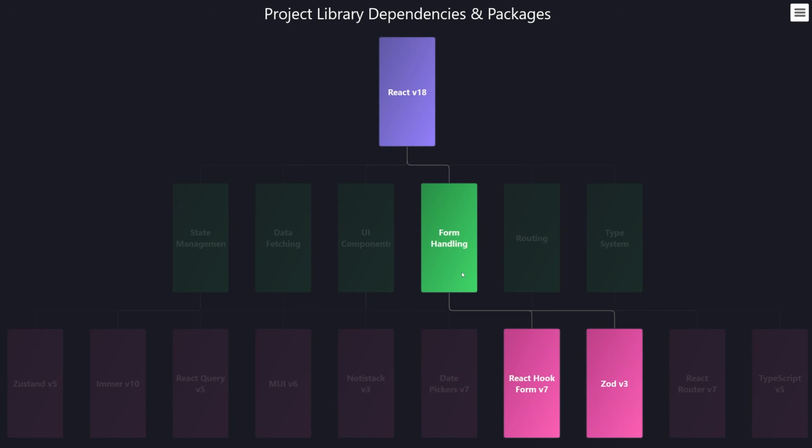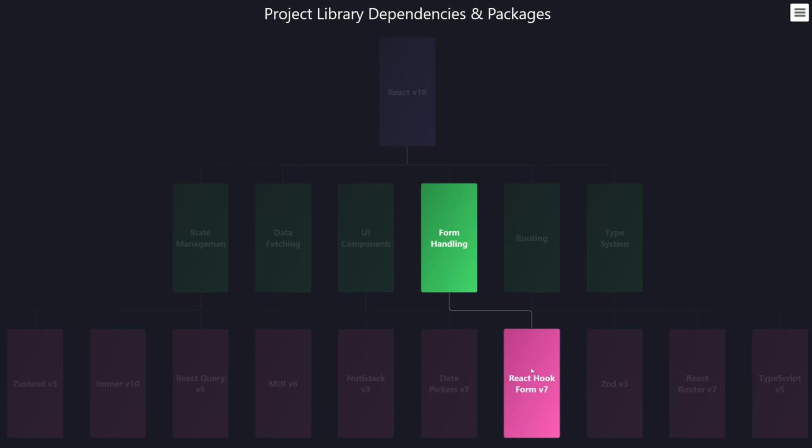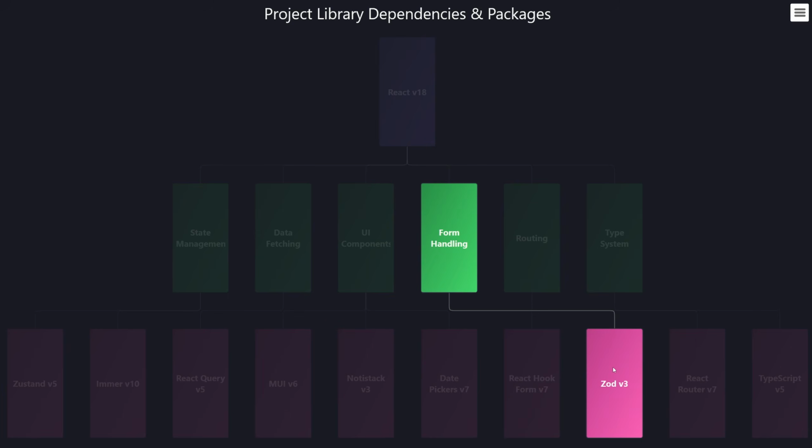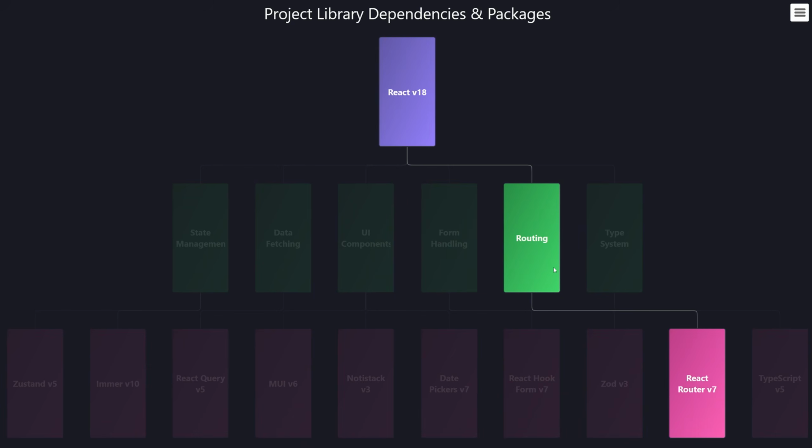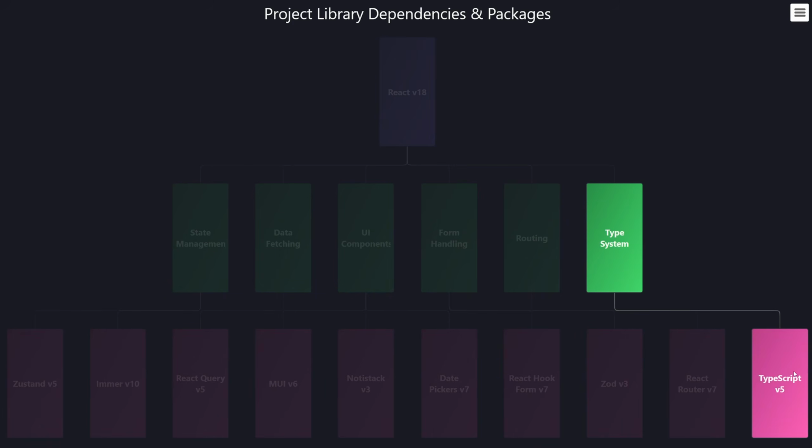And also the project is heavily dependent on React Hook Form and also Zod. With these versions here, the routing is your preference. Also, I'm going to use React Router version 7, and also for better type safety, we are going to use TypeScript in our project.